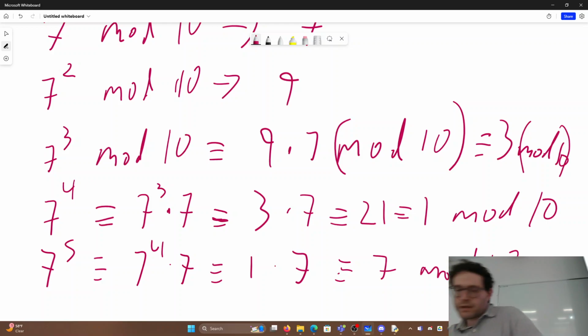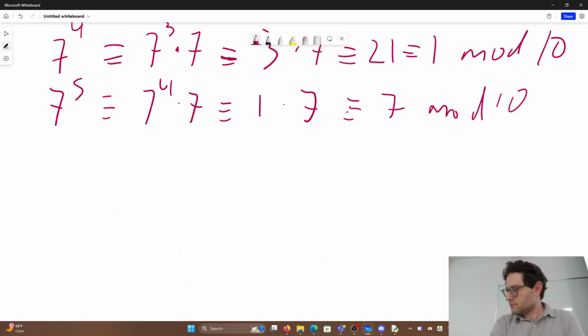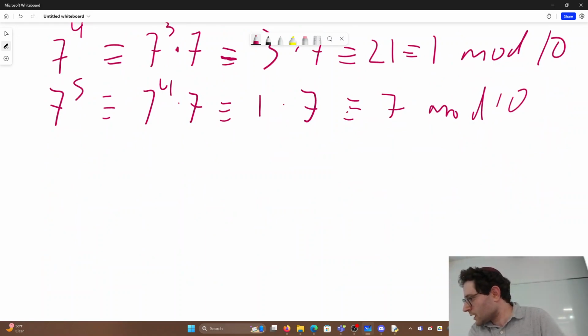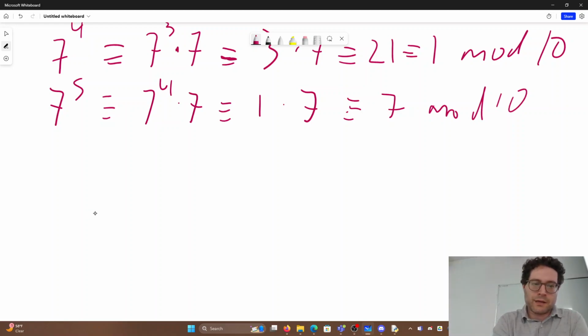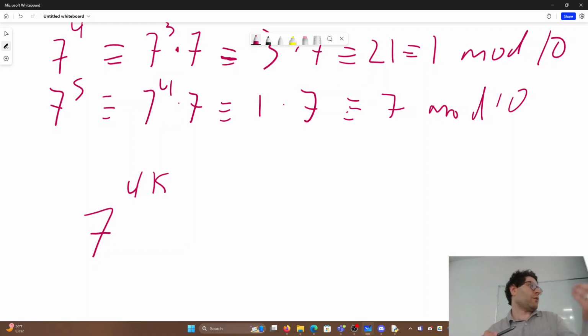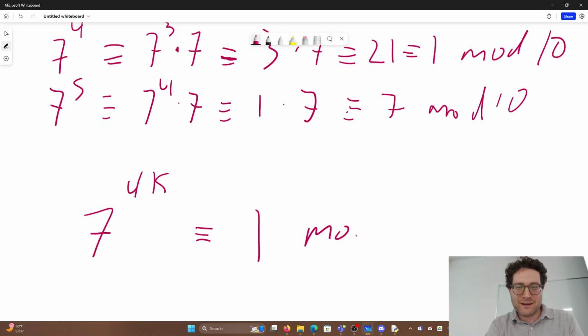So here's what we do know. Why is this useful? Because if we can get something of this form, 7 to the 4k power for some k, like ultra HD 7, I guess, then that would be congruent to 1 mod 10, right?